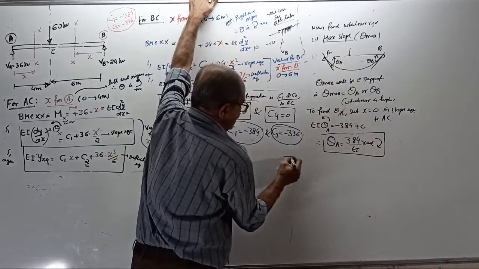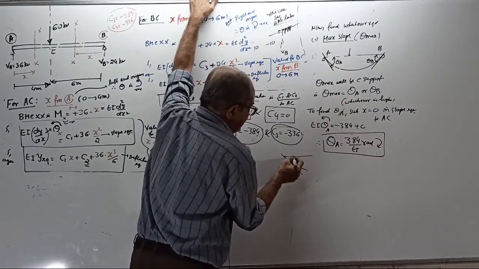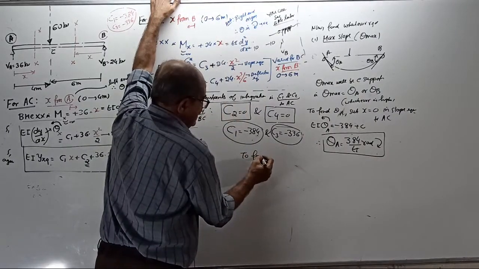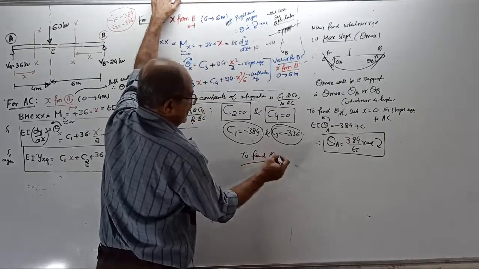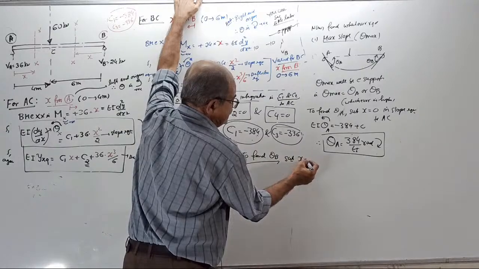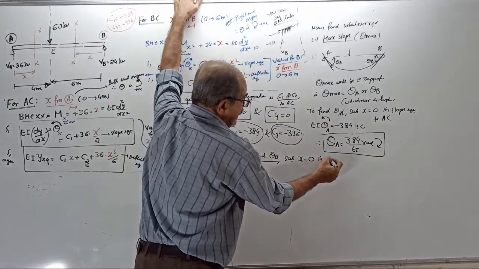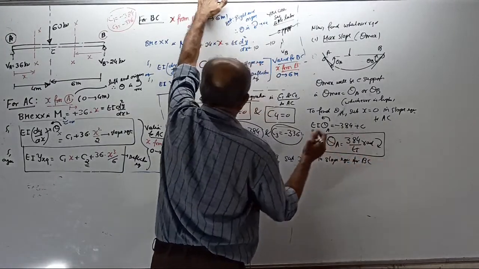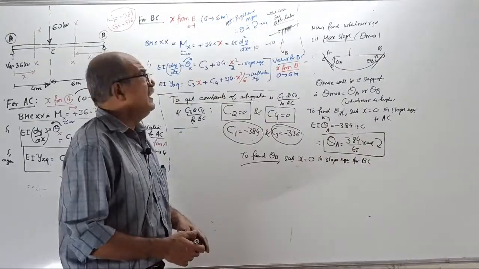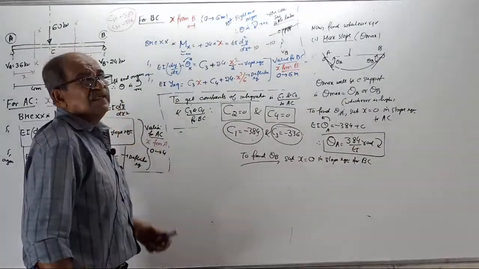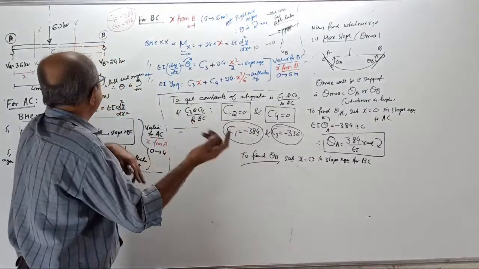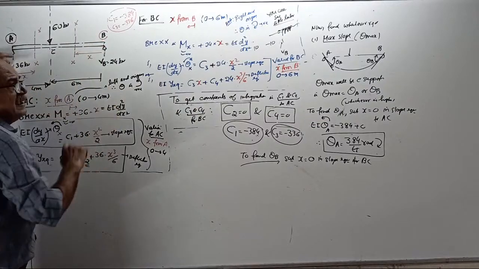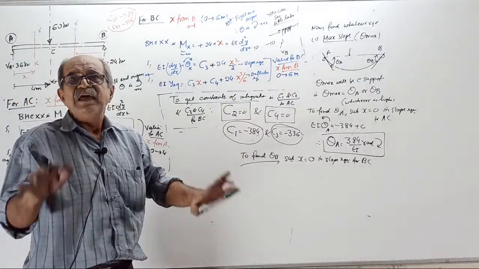See now, the elastic curve will go this way. If I draw the tangent, theta A will come clockwise. Now, to find theta B, substitute x equal to 0 in the slope equation for the BC portion. Next time when I do it by Macaulay's method, substitute x equal to 10 meter. Why? There is only one origin. In Macaulay's method, to find theta A, put x equal to 0. To find theta B, put x equal to 10.